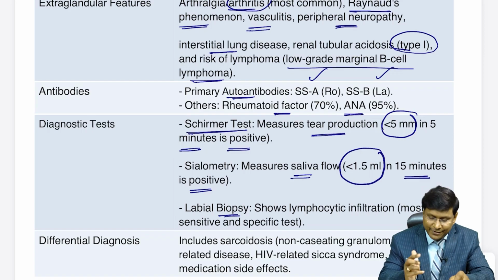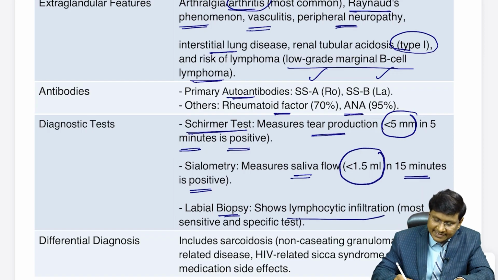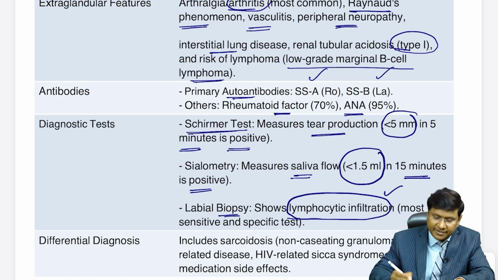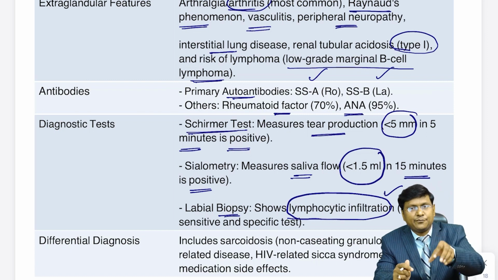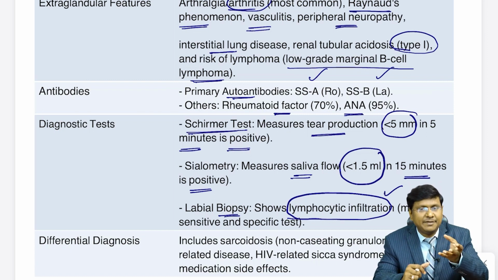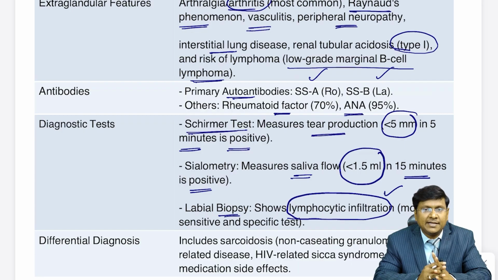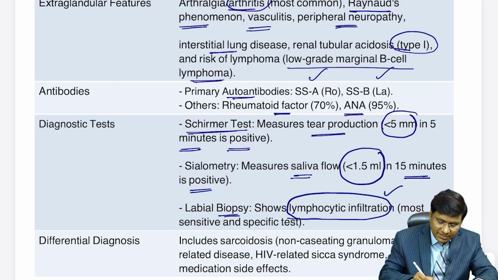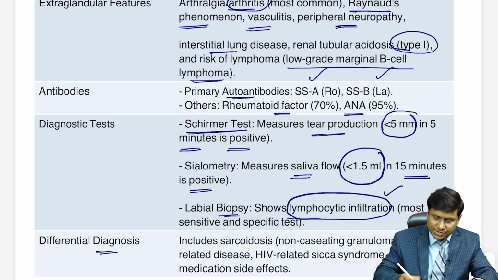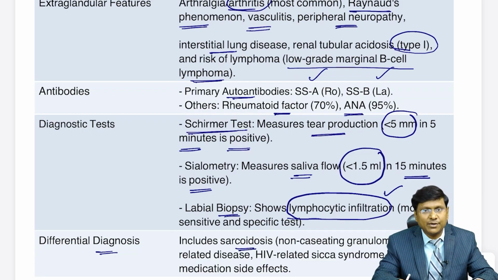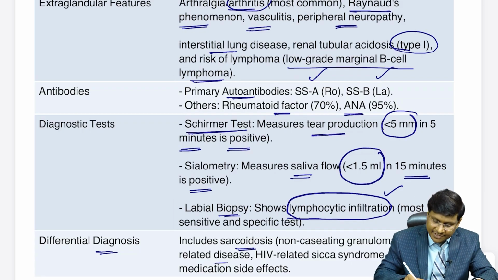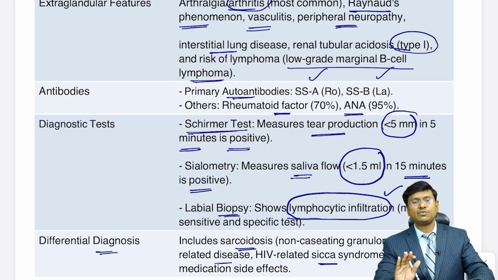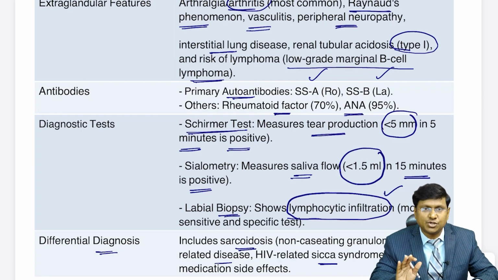So when you do a labial biopsy, this will show that there is lymphocytic infiltration. So CD4 plus T lymphocytes will infiltrate into the gland, and they will be producing the antibodies, that is anti-Ro and anti-La, and they will be destroying the glands. Okay, so lymphocytic infiltration of the gland will be there. Now, what will be the differential diagnosis? This includes sarcoidosis, IgG4 related disease, HIV related disease, and medication side effects. So this will be the differential diagnosis of Sjögren's syndrome.